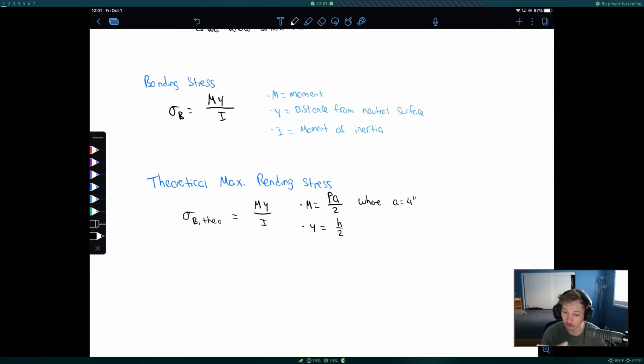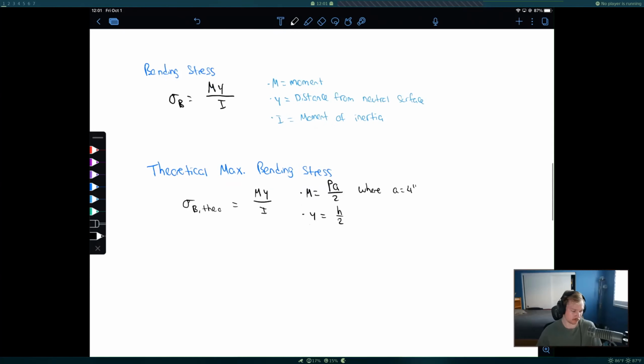Okay, so y, that's going to be constant. It's always going to be h divided by 2 for that distance from the neutral surface. And our moment of inertia, that's going to be constant. So the only thing changing is the moment because our load is changing. Okay, so that's the theoretical version. Now we need the experimental version.